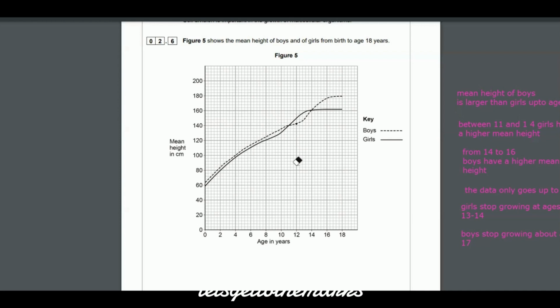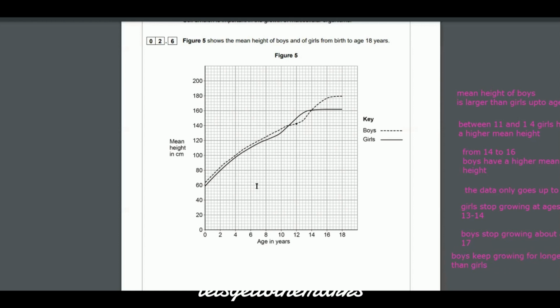If you like to get challenging and put some of that stuff in, you can say boys keep growing for longer. Look, boys are still getting taller there where girls have stopped growing. So we can just put a general statement: boys keep growing for longer than girls. There's loads and loads of points there, but you can see I've done enough. But there are tons of other points that you can make.